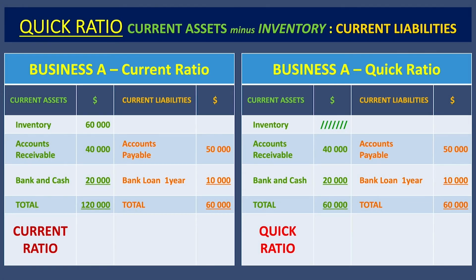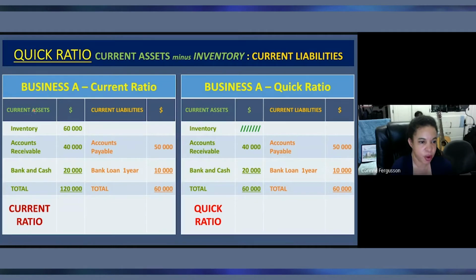So here we have a nice little exercise. We have a business A, and on this side we have all our current assets and all our current liabilities. So our current assets, inventory, accounts receivable, bank and cash, totals to 120,000. And then we have our accounts payable and bank loan, which totals to 60,000 in terms of our current liabilities.